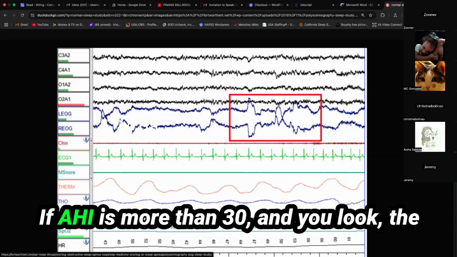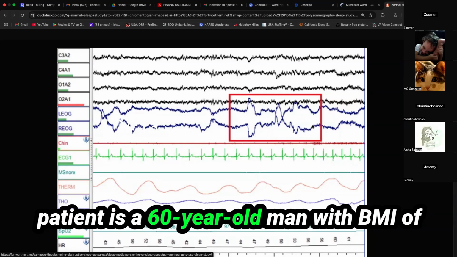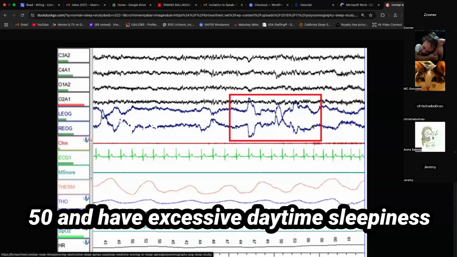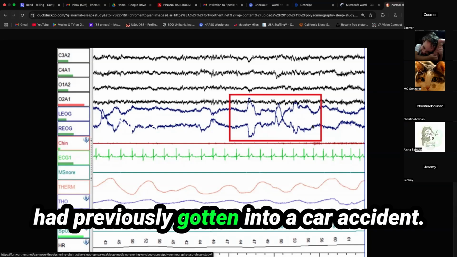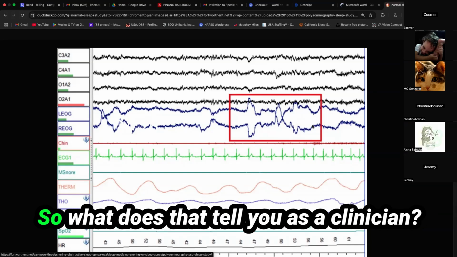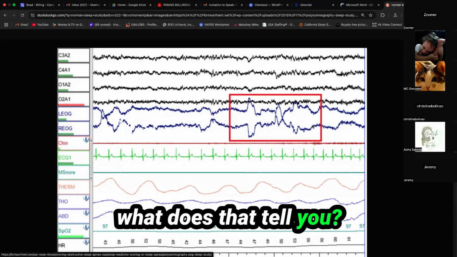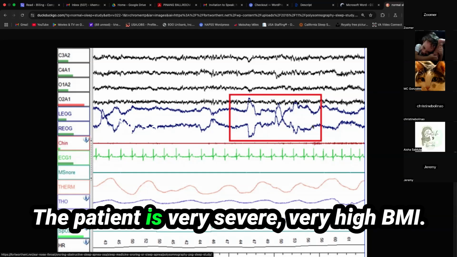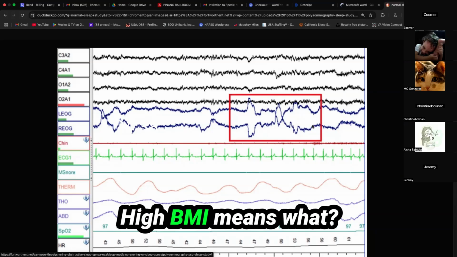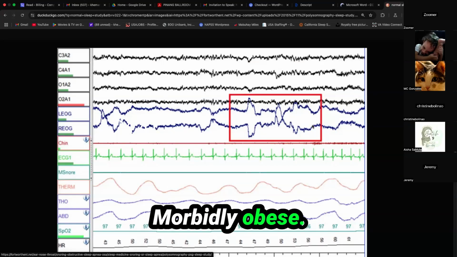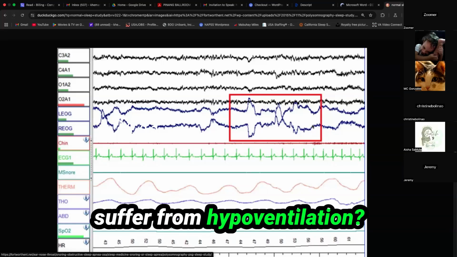This patient, if the AHI is more than 30, and you look, the patient is a 60-year-old man with a BMI of 50 and has excessive daytime sleepiness, and had previously been in a car accident. So what does that tell you as a clinician, as a technician, as a technologist? What does that tell you? The patient is very severe, very high BMI. High BMI means what? Morbidly obese. Do you think that patient will suffer from hypoventilation?